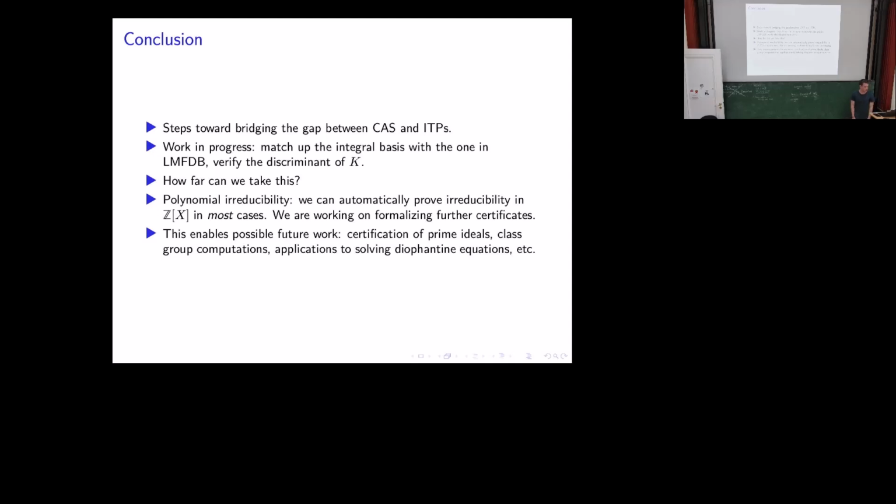These are some first steps toward bridging the gap, as Sander mentioned, between computer algebra systems and ITPs. And this is work in progress. Right now we're using the Z bases that Sage gives me, but we want to match them up with the integral bases that LMFDB has, so we can verify these entries and also verify the discriminant of K. And the natural question is how far can we take this? How much can we verify, and how big a degree can we deal with?